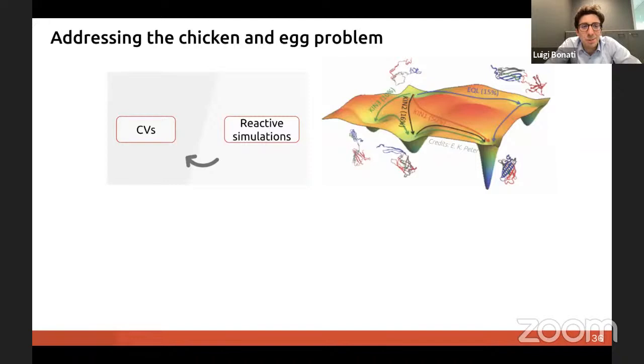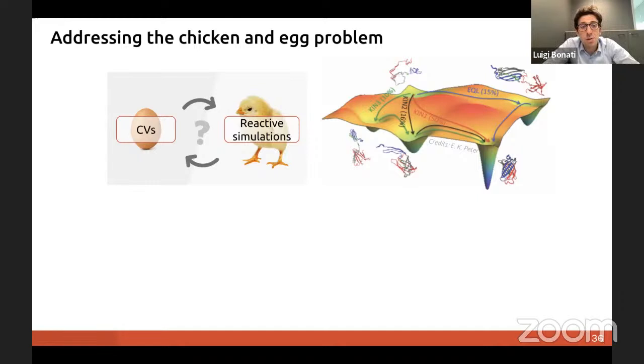Still, there is an important issue here. If we have reactive simulations, in which the system went from one state to the other multiple times, then we can use this method to extract the slow modes and learn good CVs. But the problem is that more often than not, we need to already know good collective variables in order to have such reactive simulations. And so we find ourselves in a chicken and egg situation: to have good CVs, we need transitions between the states, but to have transitions, we need to already know the CVs.